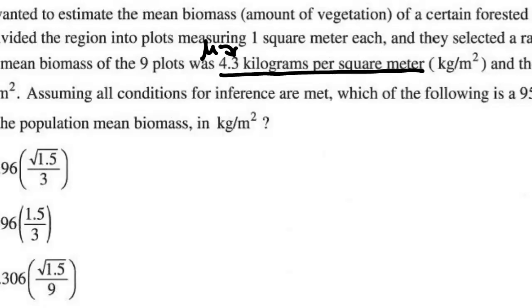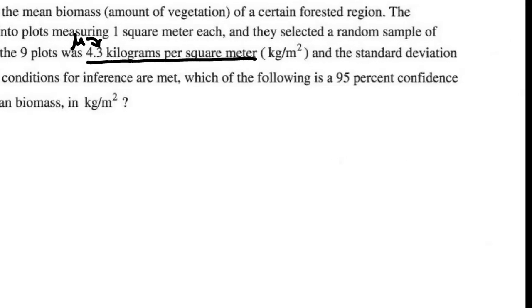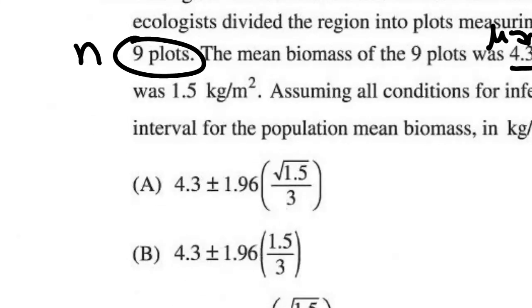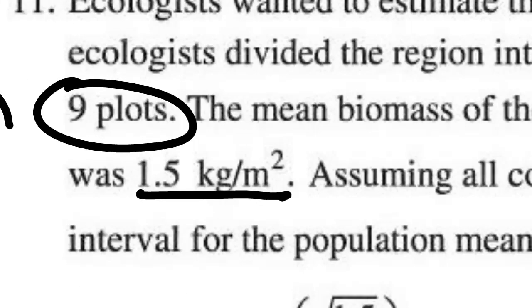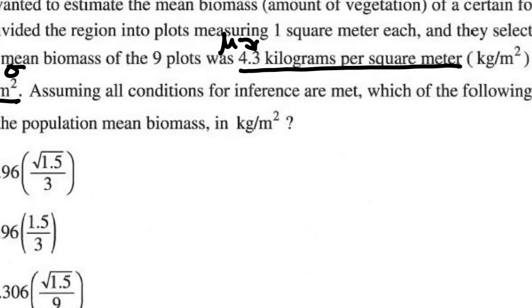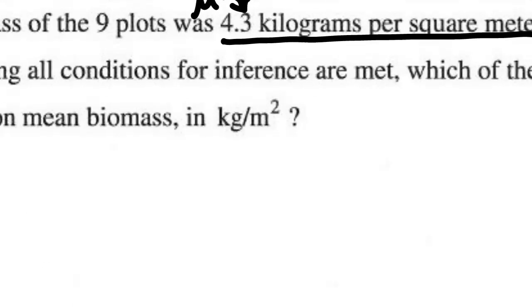Are we talking about proportions on this one? No. So when I go look on the formula sheet, I'm going to go where it's talking about means. Standard deviation was 1.5 kilometers per square meter, so there's my sigma. Assuming all conditions for inference are met, which of the following is a 95% confidence interval for the population mean biomass in kilograms per meter squared?